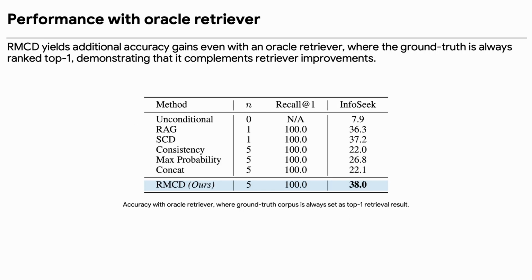We also consider an extreme oracle retriever setting, where the ground truth document is always retrieved at rank 1. Even in this case, RMCD provides additional improvements. This indicates that RMCD does not only fix issues caused by imperfect retrieval, it also better exploits helpful context and suppresses harmful ones, achieving improvements that are orthogonal to retriever enhancement.